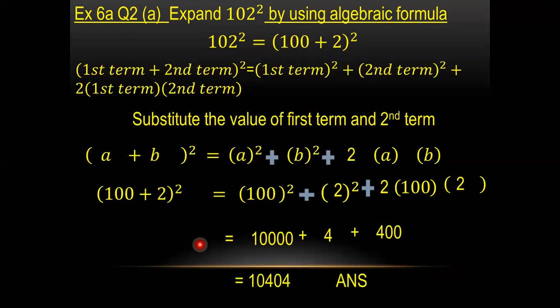And after adding all these, I'm getting 10404 as an answer. And if we multiply 102 with 102, we can also have the value 10404.